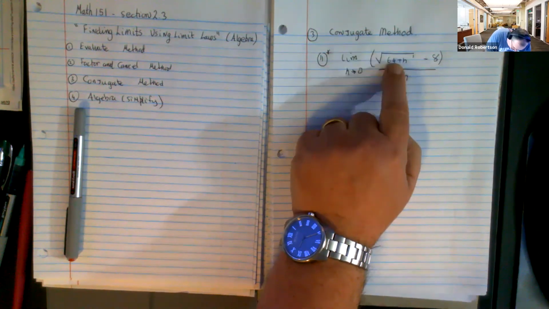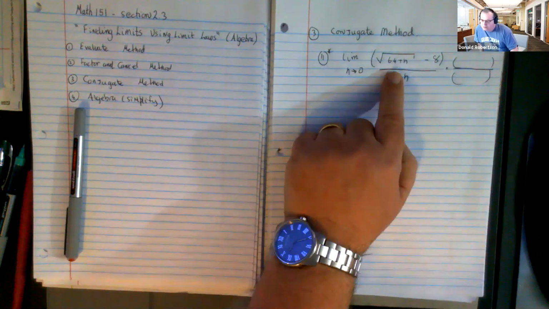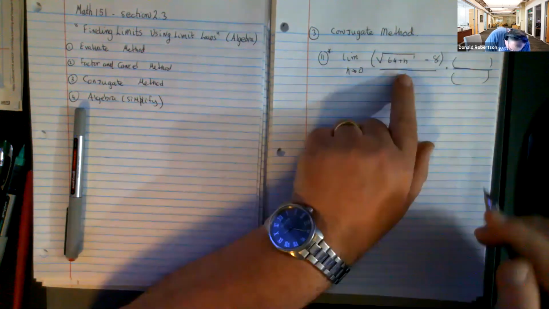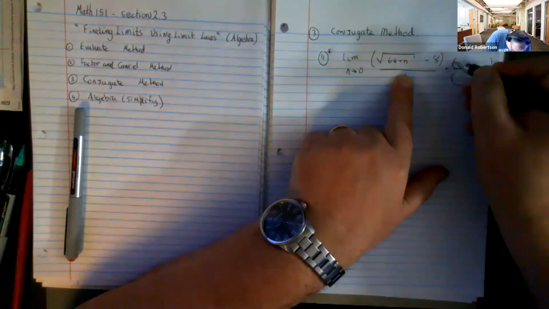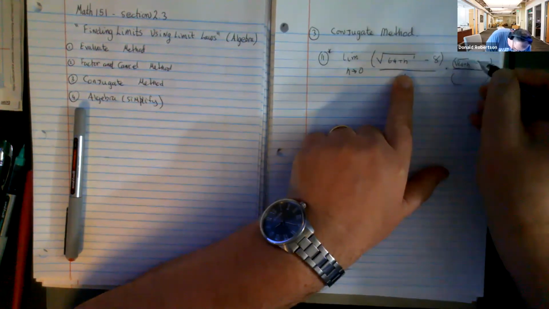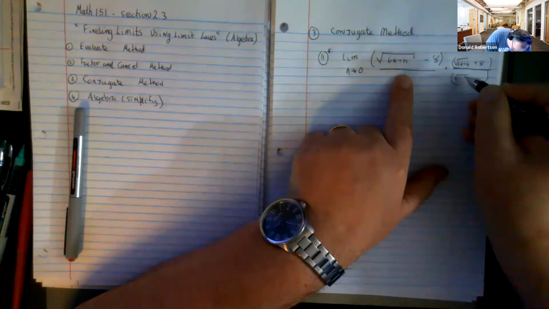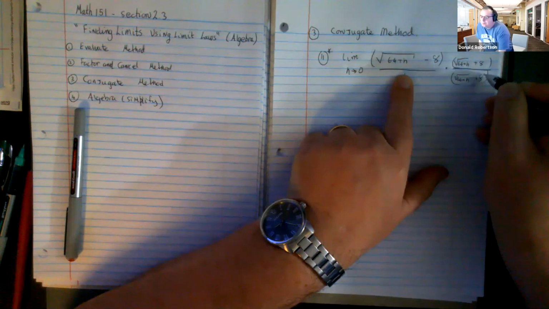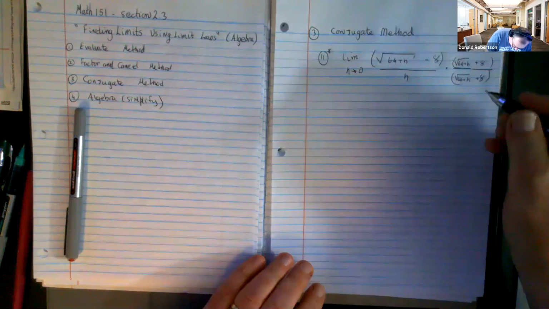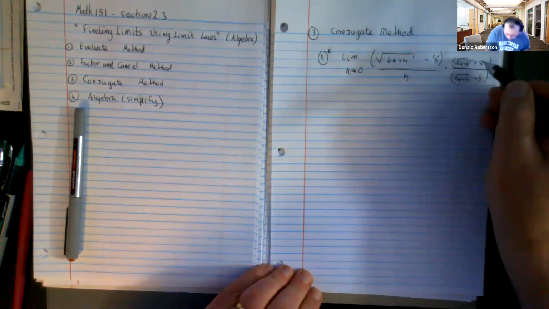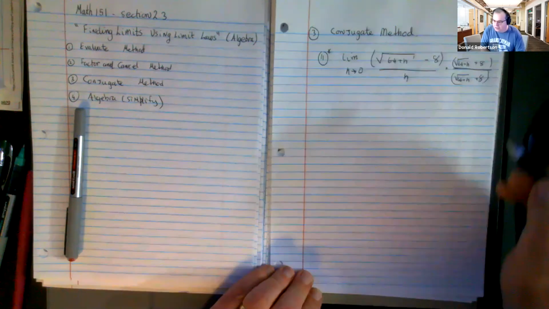Now how does that work? Well, what you do is alter the look of this fraction by multiplying it by a special version of 1. And the special version of 1 is this guy here, the one with the square root, but instead of a take away 8, you do an add 8. So it's the square root of 64 plus h, add 8. And since the top and the bottom are the same, isn't that a special version of 1? And this thing here, the square root of 64 plus h plus 8, is called the conjugate. And that's why it's called the conjugate method.